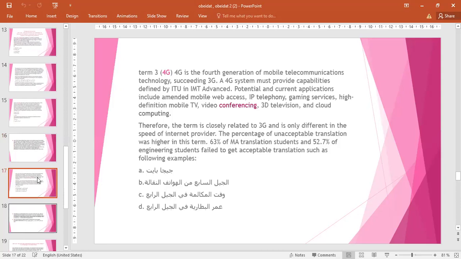The last term is 4G. It is the fourth generation of mobile telecommunication technology, succeeding 3G. A 4G system must provide capabilities defined by ITU and IMT Advanced. Potential and current applications include amended mobile web access, IP telephony, gaming service, high definition mobile TV, video conferencing, 3D television, and cloud computing.